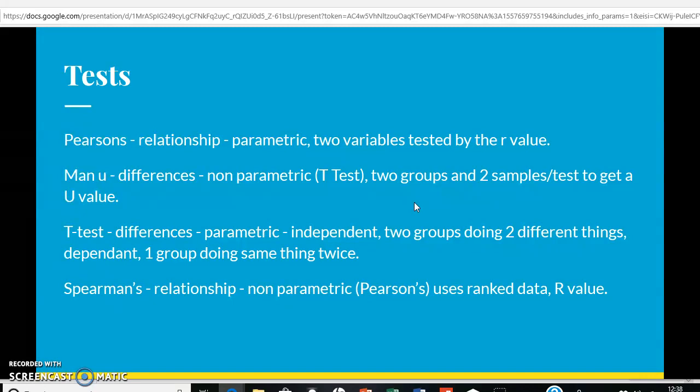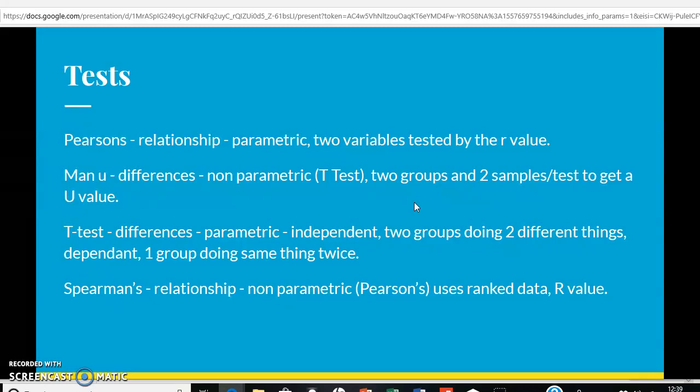T-test is parametric and tests for differences in datasets. For this test, there is a dependent, which is one group doing the same thing twice, and an independent, which is two groups doing two different things. For this test to be used, there has to only be two sets of data. The mean from these data sets is analysed and therefore similar. For example, doing 10 shots in basketball and 10 shots in netball.